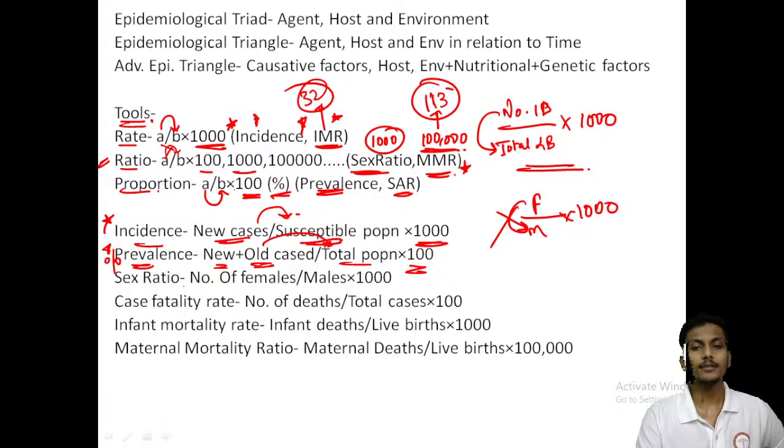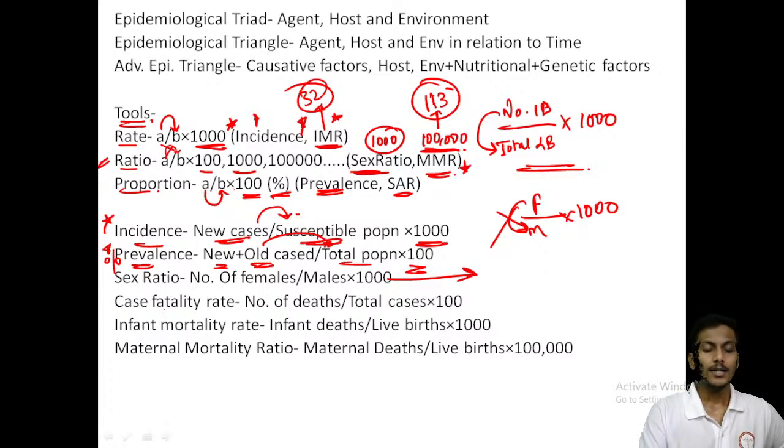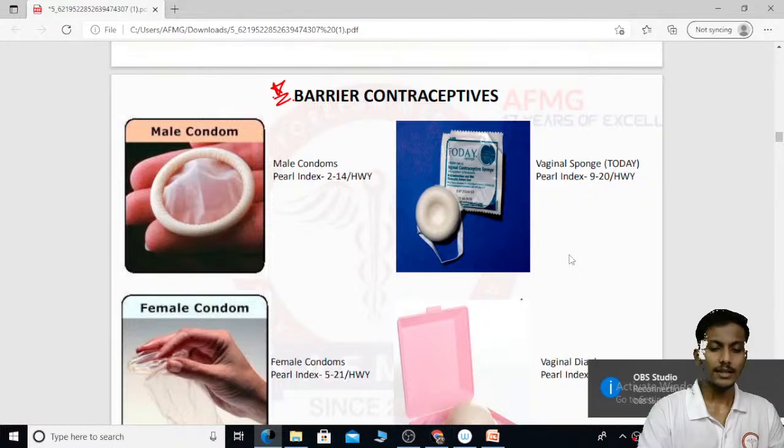Then sex ratio, which is the number of females per 1000 males. Can anybody tell me, according to the census of 2011, what is the sex ratio of India? The census of India 2011 tells us the sex ratio. The connection would be fine.